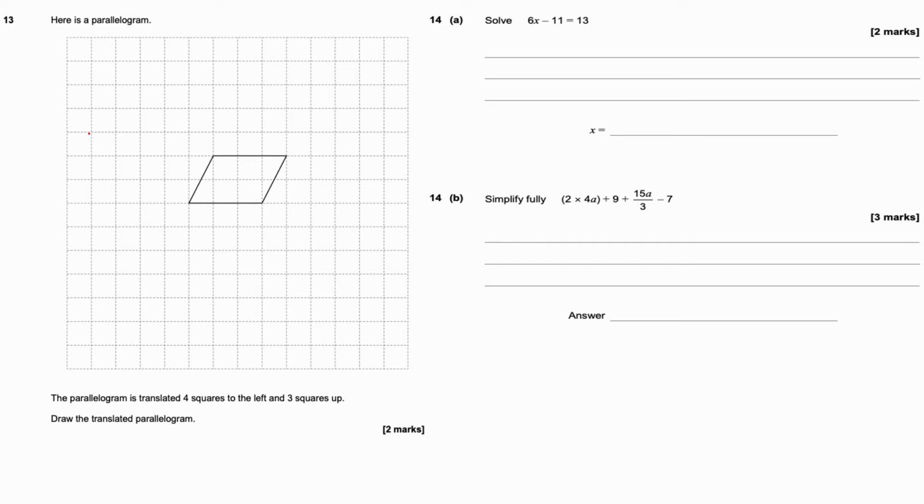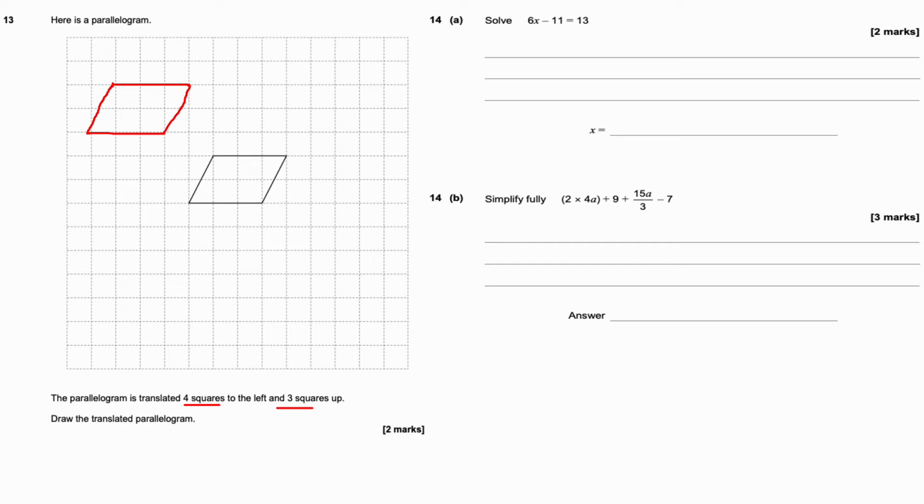Then do the same for the other points, 4 to the left and 3 up each time. And obviously with my pencil and ruler, you would join this up. So that is my answer: 4 to the left and 3 squares up.